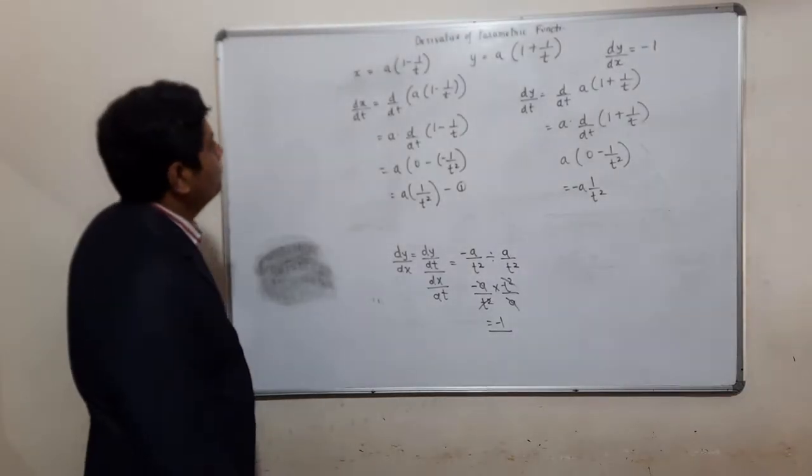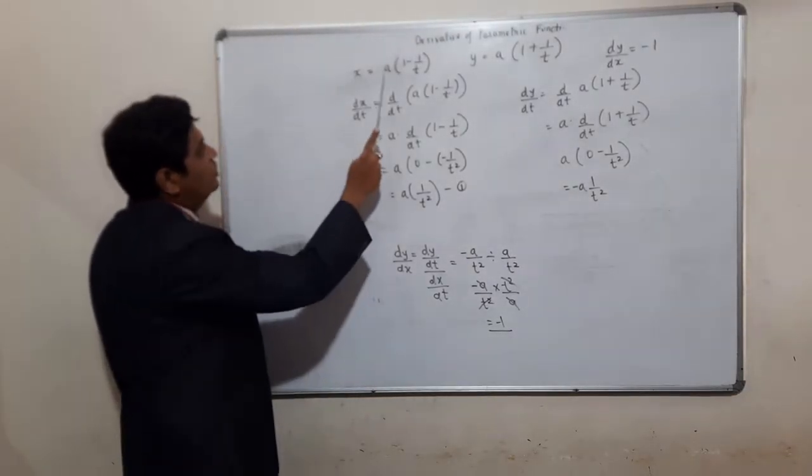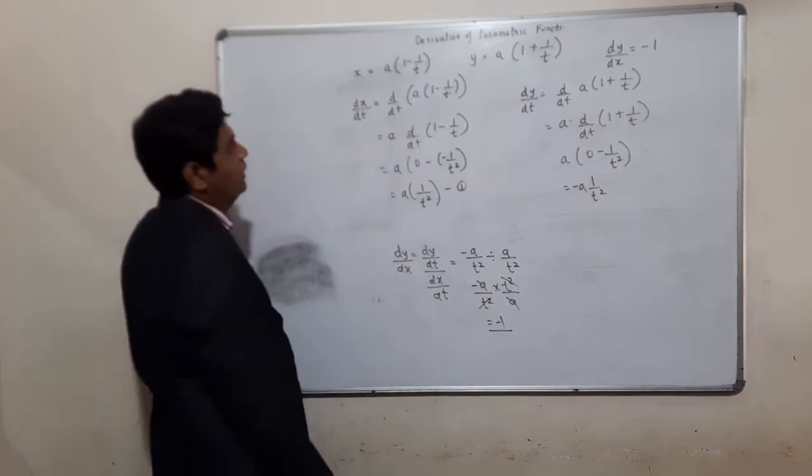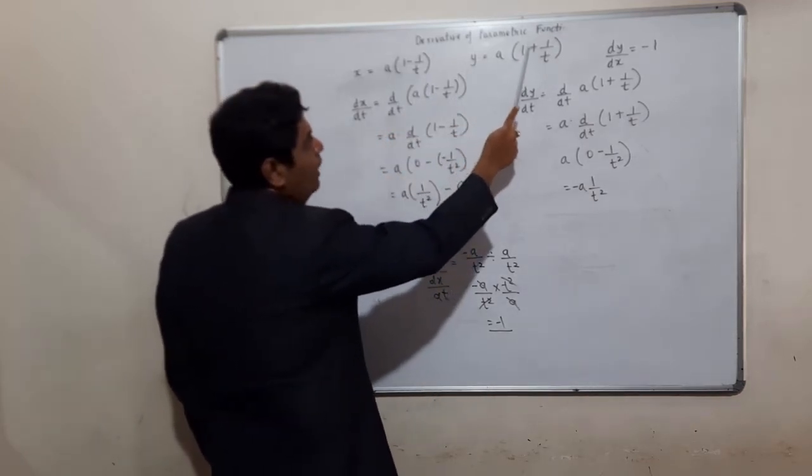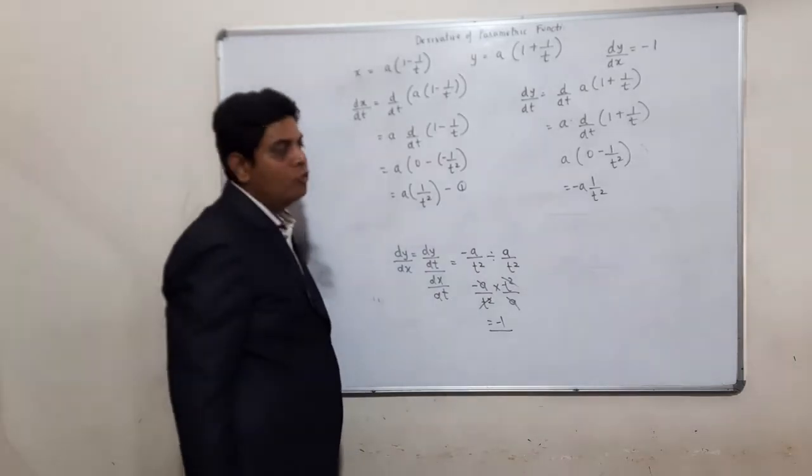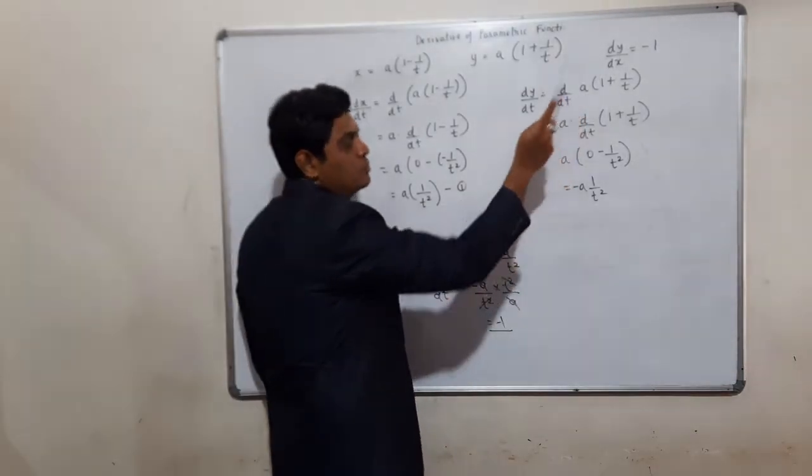Let us now look at the sum. It is given x is equal to a into 1 minus 1 upon t and y is equal to a into 1 plus 1 upon t. We have to prove that dy by dx equal to minus 1.